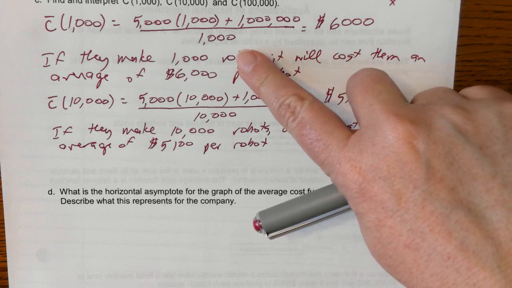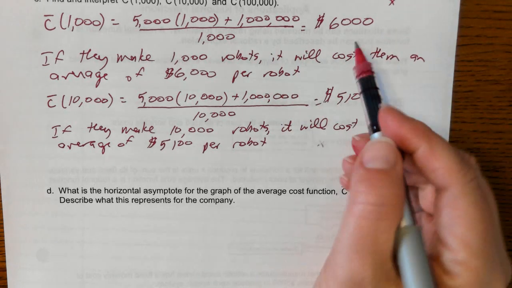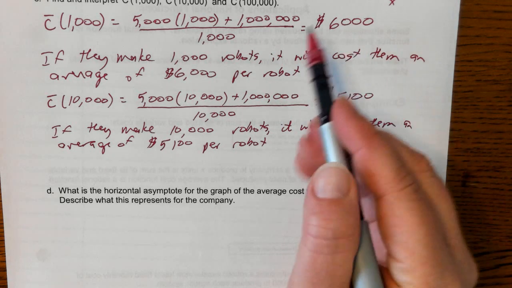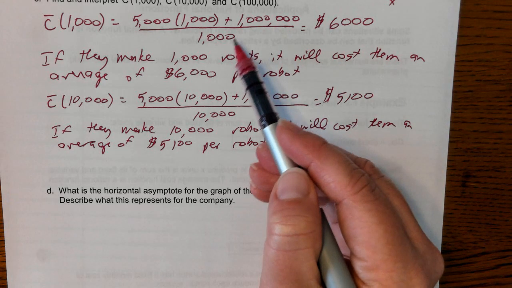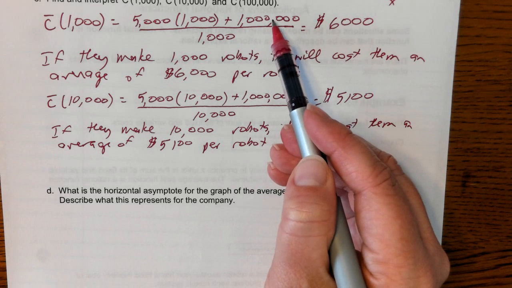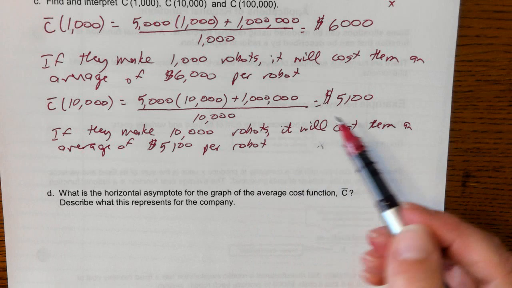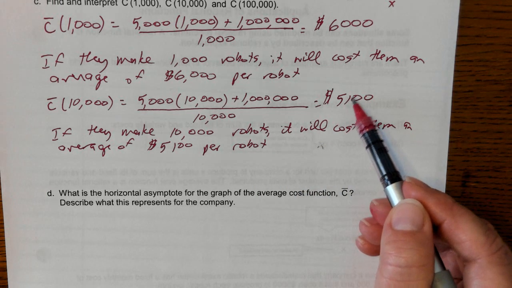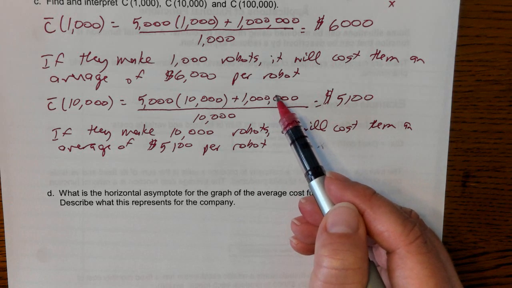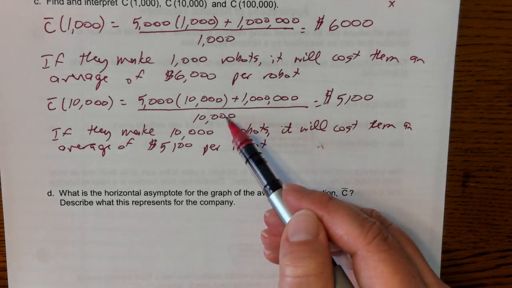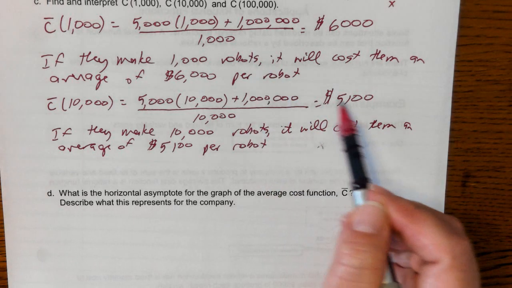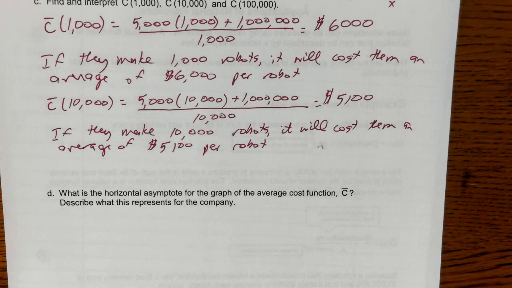Okay, when they made 1,000, it was costing them $6,000, $5,000 for the materials, and the extra $1,000 was for the share per robot of that $1 million. When they made 10,000, it was still $5,000 per robot, but that $1 million for the upfront cost was divided among 10,000 instead of only 1,000. So their overall cost was $5,100.